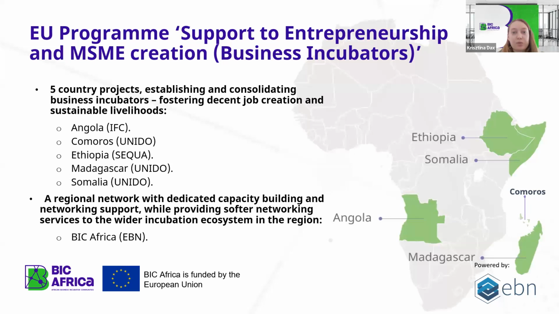So a little bit now about BIC Africa. Just to give you a global picture, there are 5 country projects. These projects are in Angola, in Comoros, in Ethiopia, in Madagascar, and in Somalia. All of them are financed by the European Union and implemented by different partners. Comoros is implemented by UNIDO, so are Madagascar and Somalia, whereas the Ethiopian project is implemented by SEQUA and Angola by IFC.